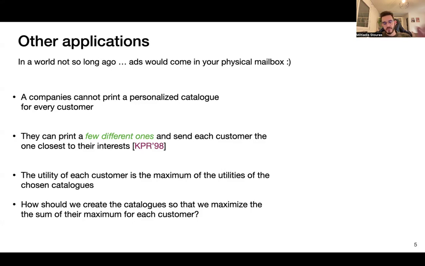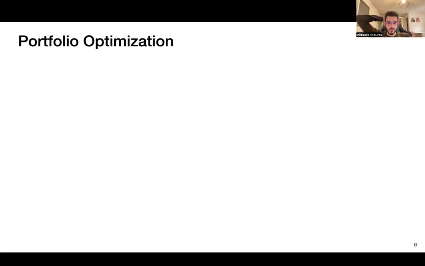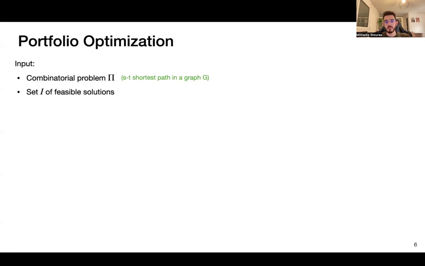So now that we have seen all of these applications, let's formally define the problem. We call this portfolio optimization, and it is going to be defined for any combinatorial problem P. In our first example, that was finding a shortest path between 2 points in a graph, right? So this problem has some set of feasible solutions that remains fixed. In our working example, that was all s-t paths in the graph.